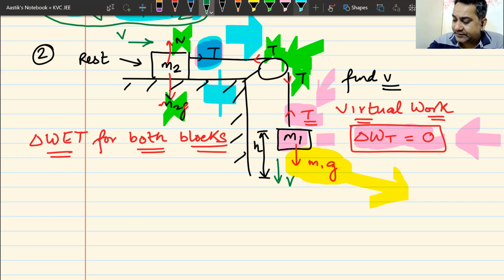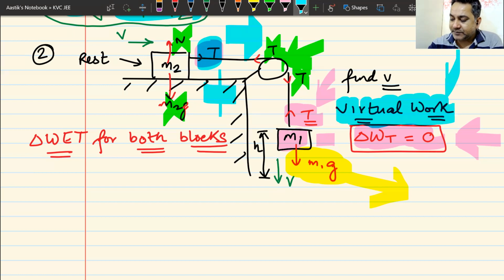We had also seen by the virtual work principle, which I am now highlighting in blue, that the work done by tension on block m1 and block m2, if I combine it, would be 0. Why is it going to be 0? Because on one block, if it is positive, the same work would be negative on the other block. So we don't have to worry about the tension. Tension work done is 0.